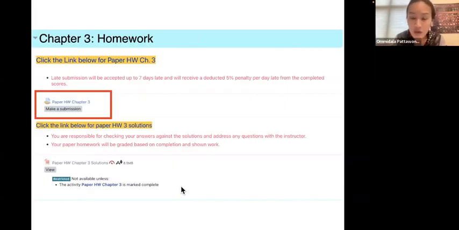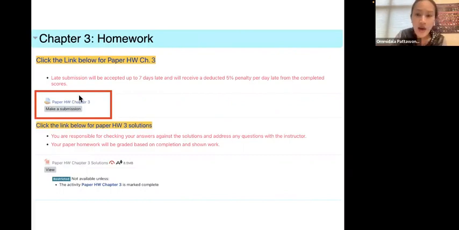I highly recommend you actually do the homework, because without doing it, you will not be able to do well on the exam. From the statistics I observed over the past few years, students who complete the paper homework and check their work against the solution perform better than those students who did not do the homework problems at all.